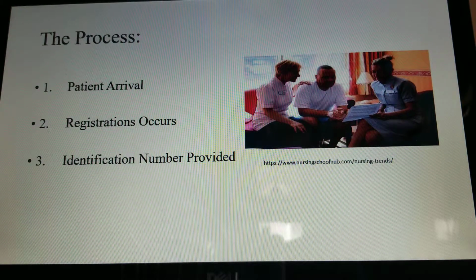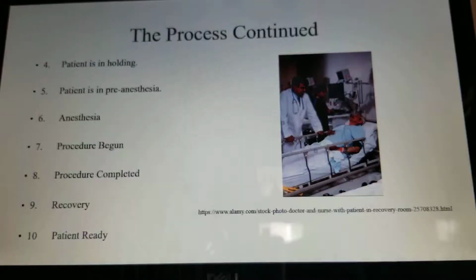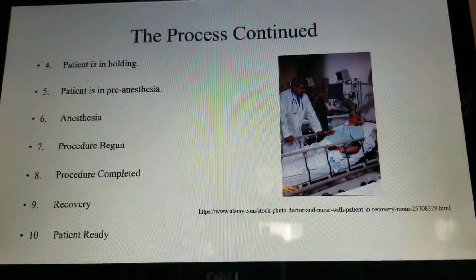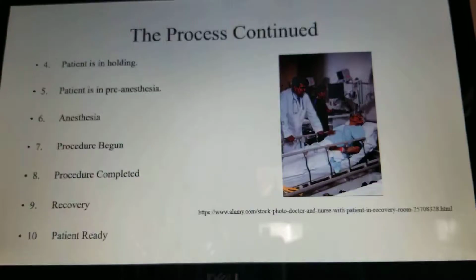The process. The patient would arrive at the facility and find their designated surgery area. The patient would then register and receive a patient identification number. The family can now start the monitoring process for their loved one. The process continued. Next, the patient is called back into the room to get prepared for the procedure, such as changing and getting vital signs done. They are now in the holding room, which is displayed on a monitoring system in the waiting room for the family to track.